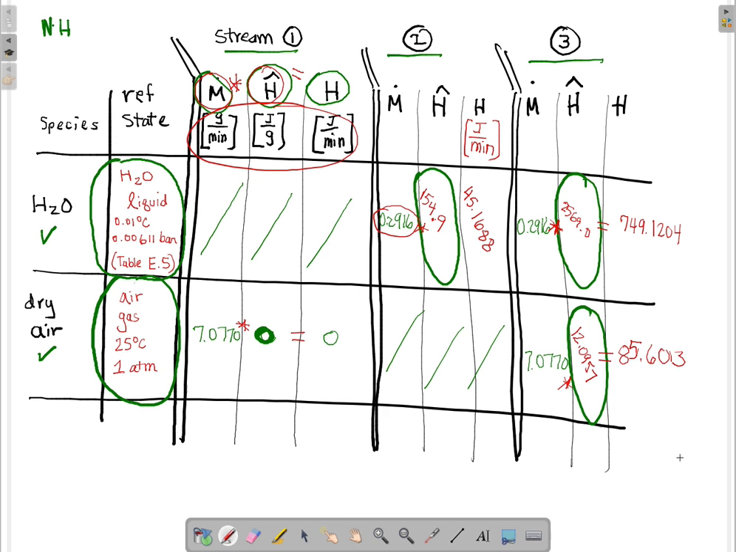So now what you can do, if you think about it, is add up all the numbers in the column. Right now there's only one. And they're going to equal the total enthalpy in stream 1. And this is the total enthalpy in stream 2. If you add these two together, they're going to be the total enthalpy entering the system.